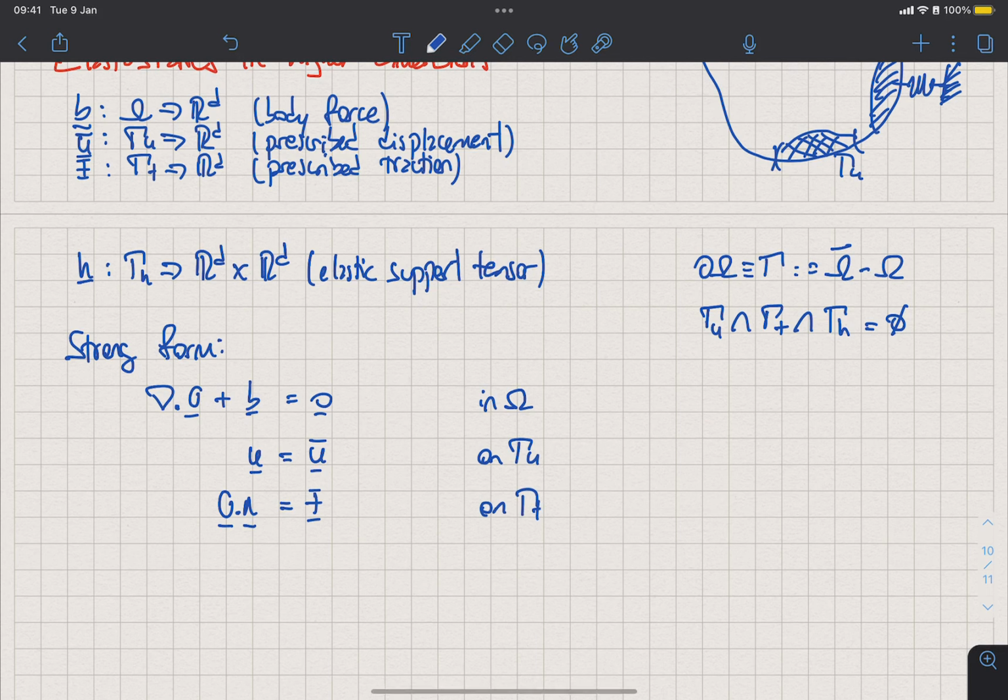on gamma t, and then we use the same to define our Robin boundary condition, that is basically u bar minus uh, and these are all vector quantities on gamma h. So that's it. This is basically the definition of our strong boundary value problem.